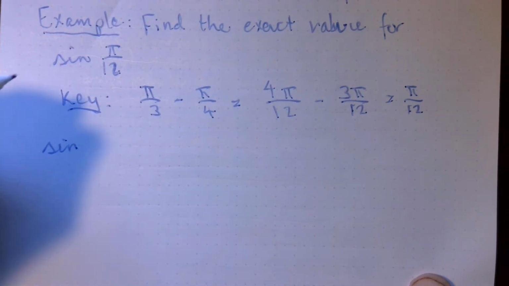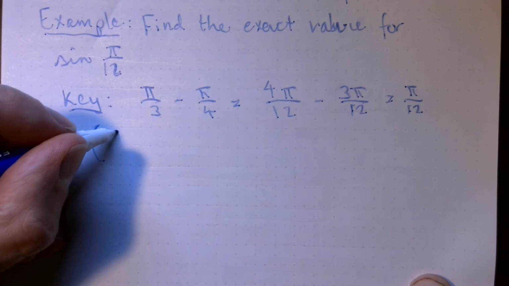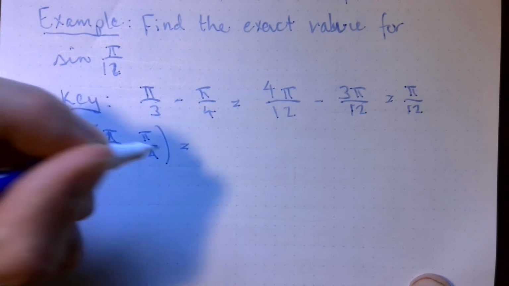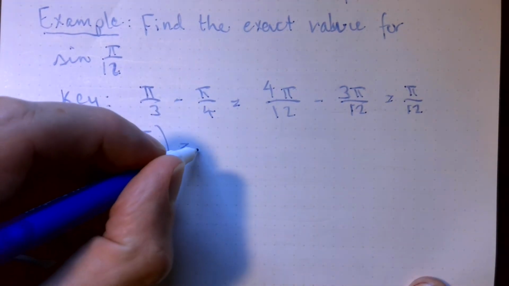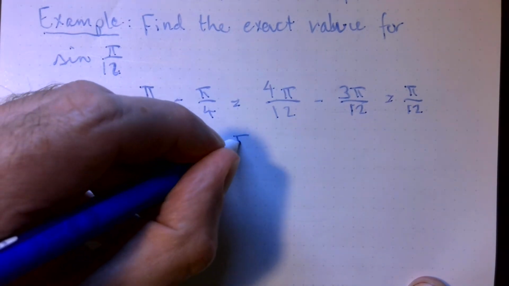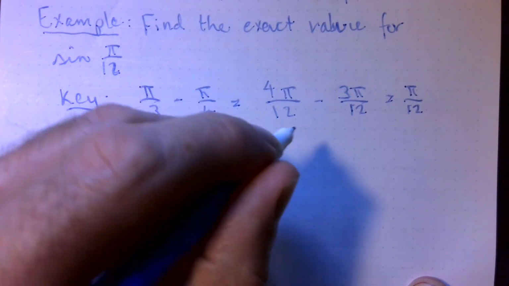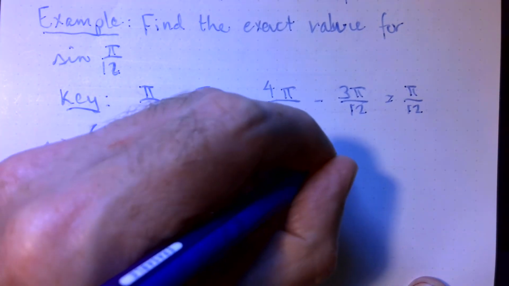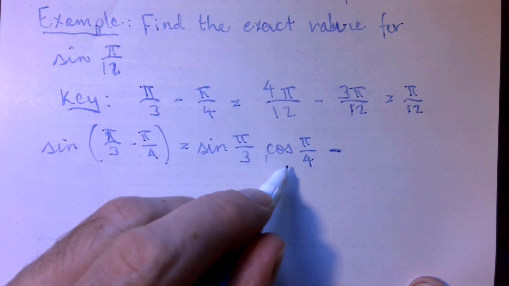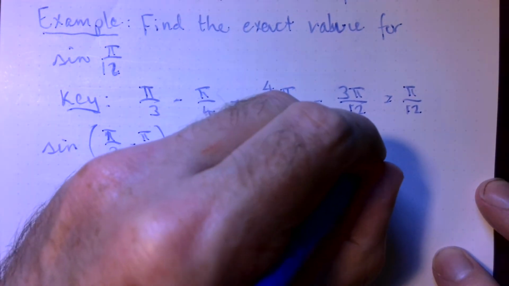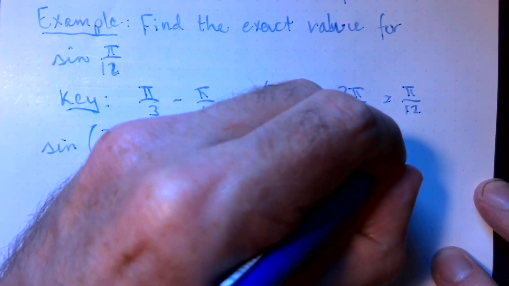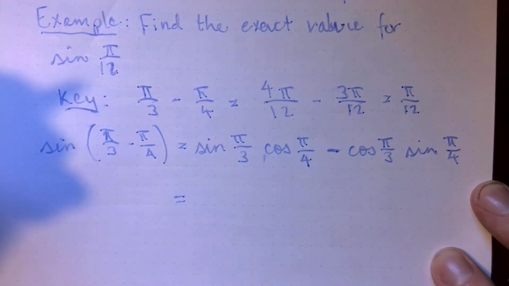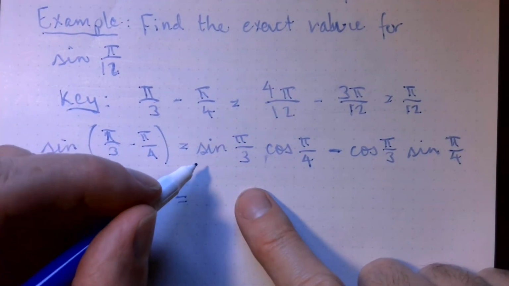So to figure out sine pi over 12, we are going to treat this as sine of pi over 3 minus pi over 4, and then we are going to apply the angle difference formula for sine. Now you'll remember, we just had it up there. There are two factors in each term, and you get one of each. You get sine, cosine, and then cosine, sine. Once again we're dealing with special angles, so we know what these things are.